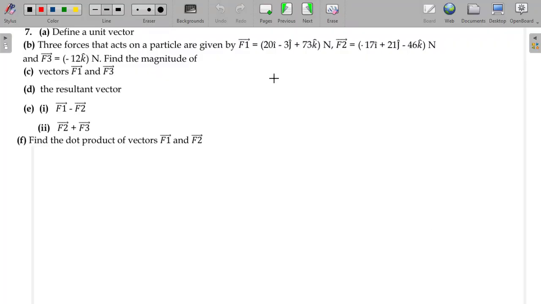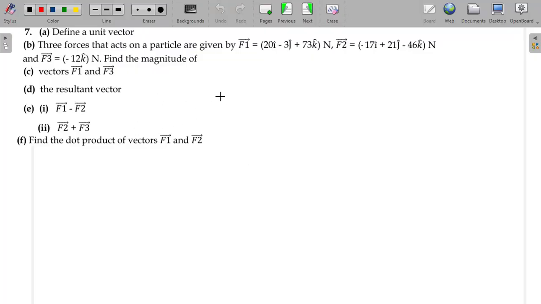We are going to be looking at vectors and some basic concepts concerning vectors. We're going to define what a unit vector is, and then we're going to learn how to find the magnitude of a vector, how to add them, how to subtract them, how to find the resultant vector, as well as how to find the dot product of two vectors. So that's what we're going to cover in this video.